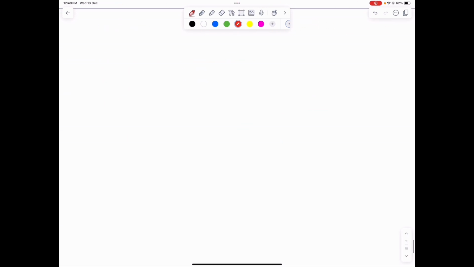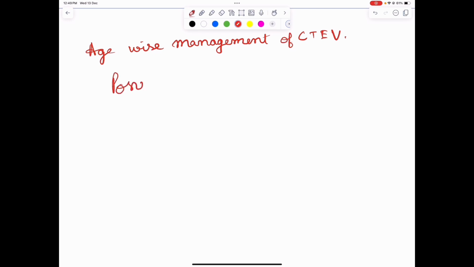Now from here we move on to the age-wise management of CTEV. Not many questions have been asked in recent papers, but it has been a consistently important topic and can be asked anytime, and it is useful for your prof exam as well if you are a student still giving prof. For age-wise management, you should remember that initial treatment for CTEV starts with Ponseti, plaster of Paris, but this would be within 1 year of age.